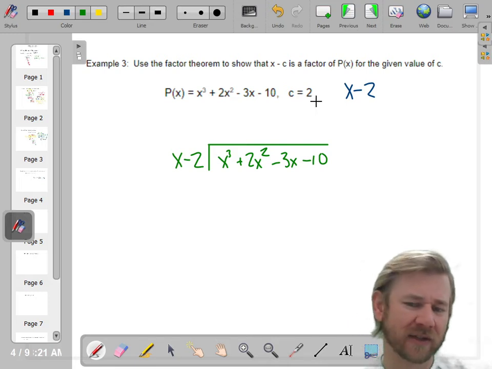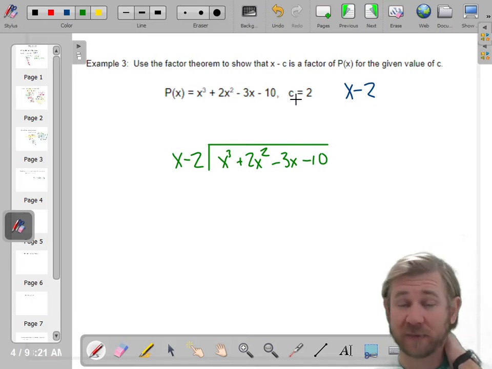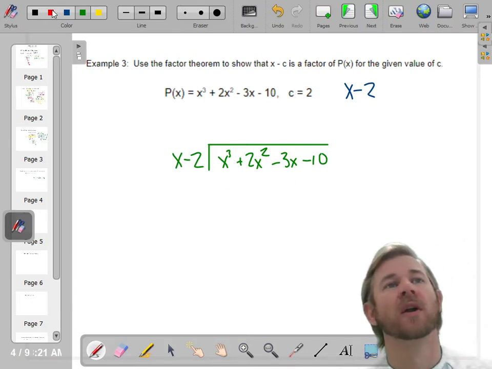And I'm going to give you this in sort of two different formats. I might give you a 0 to test, or I might give you a factor to test. But either way, you're doing the same thing. We're going to go ahead and start dividing.